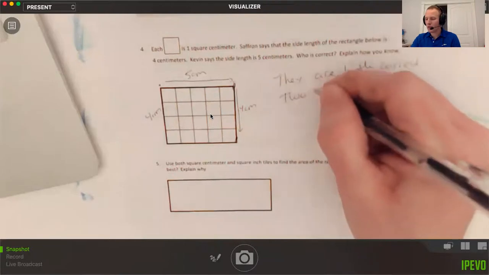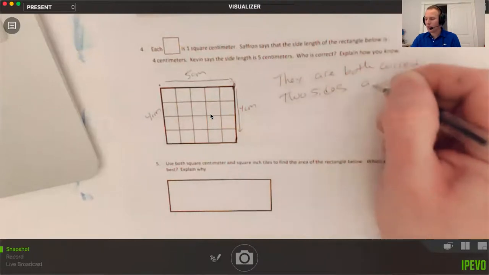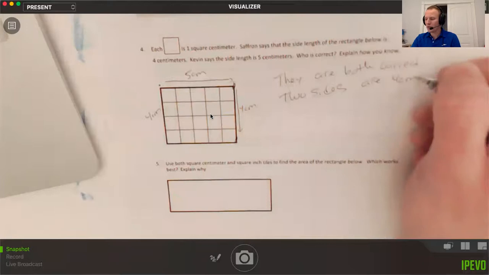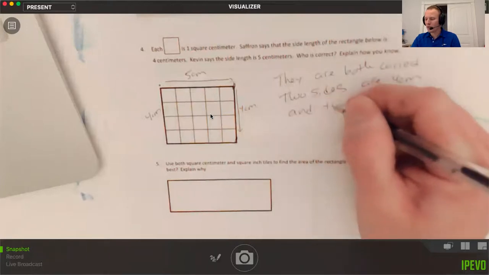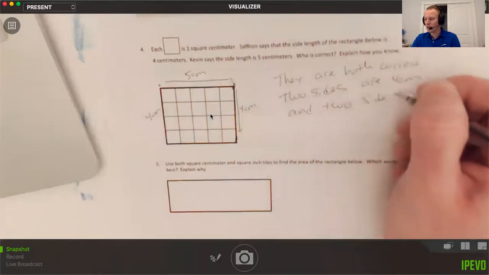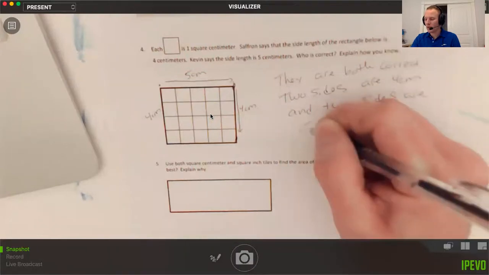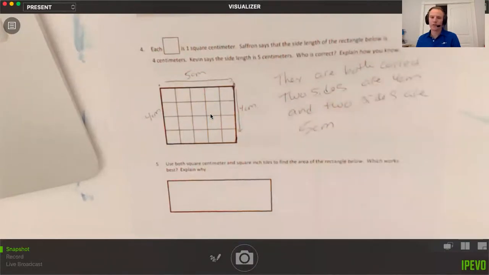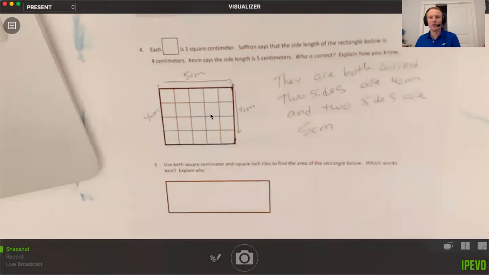Two sides are 4 centimeters and 2 sides are 5 centimeters. If you want to get real advanced on me here, you could say the total area is 20 square centimeters, because 4 times 5 is 20. All right. The next part says use both square centimeter and square inch tiles to find the area of the rectangle below, which works best and why.